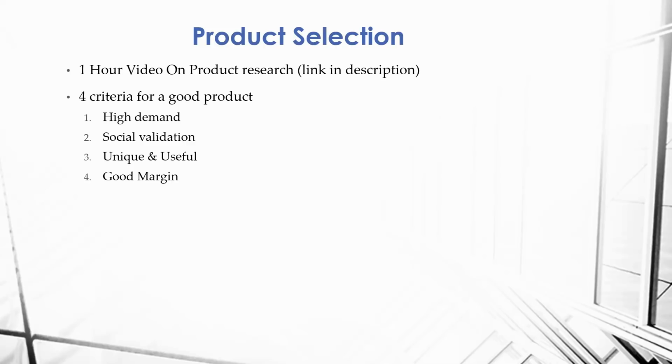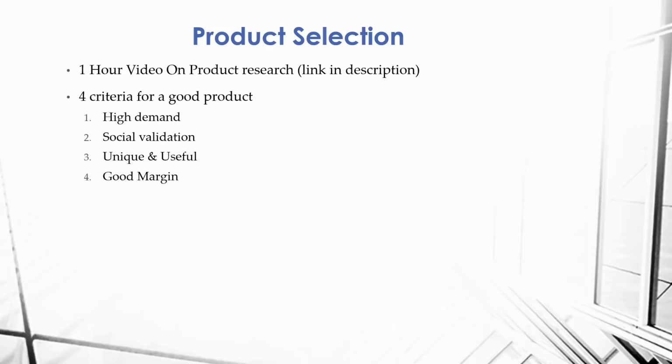So really quickly, I will list out these 4 criteria that are good for a dropshipping product. You want to look for all 4 of these criteria whenever you're deciding on a product to select. And like I said, go check out the 1-hour video on product research that I'll have linked in the description if you want a larger, more in-depth breakdown of each of these 4 criteria. But with that said, the 4 criteria are high demand. So the product obviously needs to be in high demand.